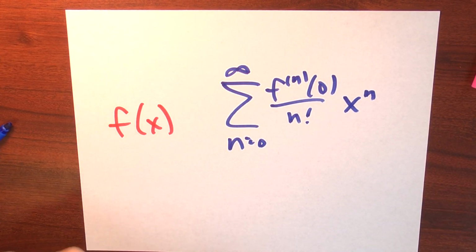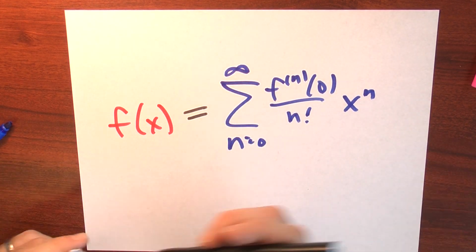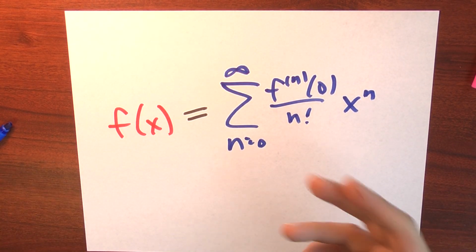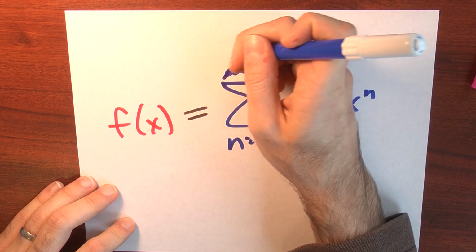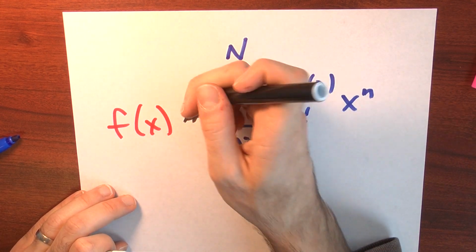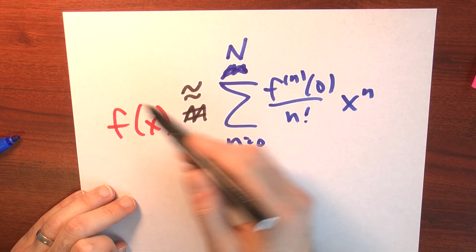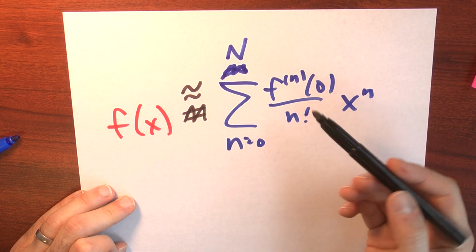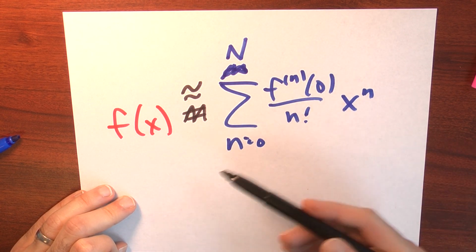And I mean, it's probably too much to hope that these are equal, but at least I could replace this infinity with some big number n, and maybe I can't hope for equality, but I could at least hope that my function is being approximated by this partial sum of its Taylor series. Taylor's theorem is a result that's going to let us pull that off.